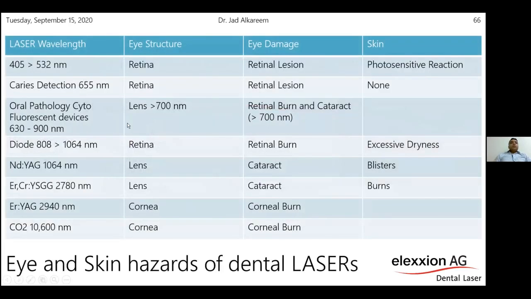In this slide, I will also skip it. It shows you the laser wavelengths and which area of the eye is going to be affected when you use these wavelengths, and where exactly the damage is going to happen. Anyway, the best for us is to wear the glasses at all times. Once the laser is activated, every person who is inside the clinic or inside the training, all of them, have to wear the glasses at all times.